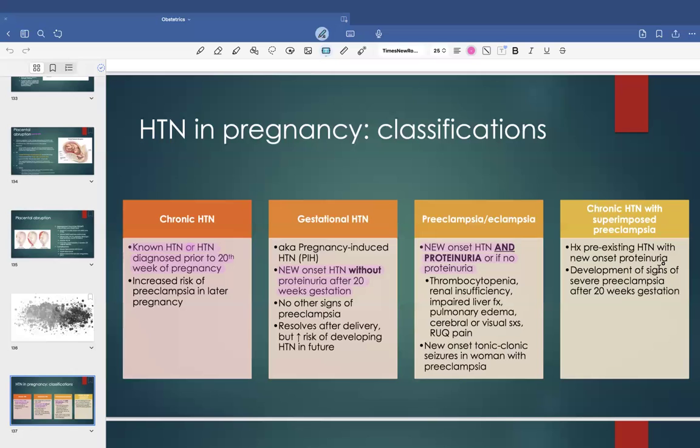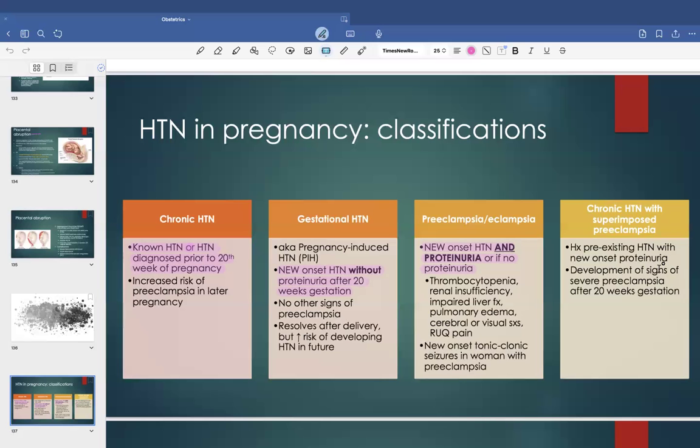Seizures that cannot be explained otherwise in a patient with new onset hypertension and proteinuria is eclampsia. And then chronic hypertension with superimposed preeclampsia is patients that have the pre-existing hypertension with a new onset of protein in the urine. So we'll talk about those separately.